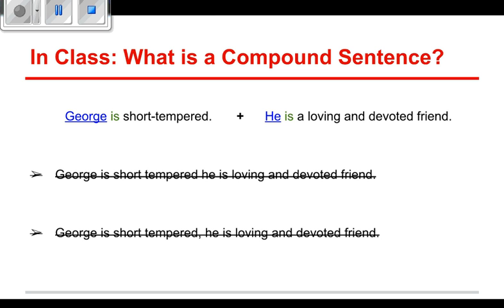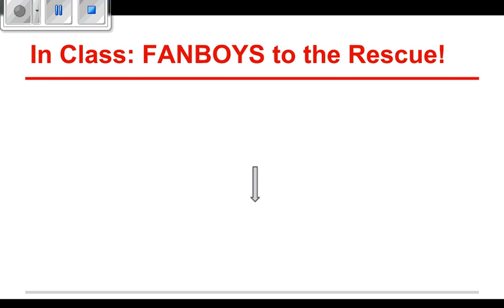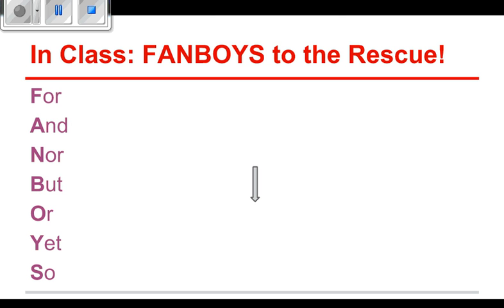All right, well, I've just told you two ways not to create a compound sentence, so how do you actually create a compound sentence? Fanboys to the rescue. Whenever we want to create a compound sentence, we should put a fanboy in between two independent clauses. Here are your fanboys: for, and, nor, but, or, yet, so. To remind you, a coordinating conjunction is also a fanboy, but fanboys is an easy acronym to remember all the different coordinating conjunctions.